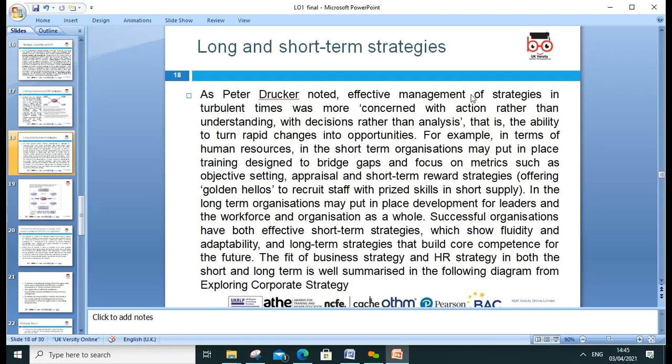According to Peter Drucker, effective management strategy needs to be concerned with action rather than understanding, the decision rather than the analysis, and the ability to turn rapid change into opportunities. Due to COVID-19, is every organization in crisis? What do you think? It creates opportunities. Some people became millionaires due to COVID-19 because they have an IT background. Amazon, think about their shares, they have grown.